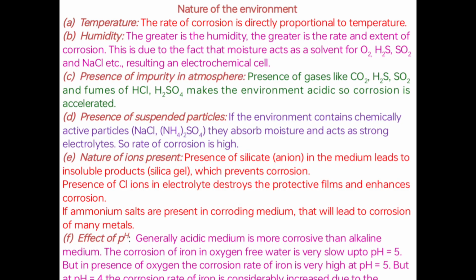Nature of ions present: presence of silicate anions in the medium leads to insoluble products like silica gel, which prevents corrosion. Presence of Cl ions in the electrolyte destroys the protective films and encourages corrosion. If ammonium salts are present in the corroding medium, they lead to corrosion of many metals. Effect of pH: generally, acidic medium is more corrosive than alkaline medium. The corrosion of iron in oxygen-free water is very slow up to a certain pH.